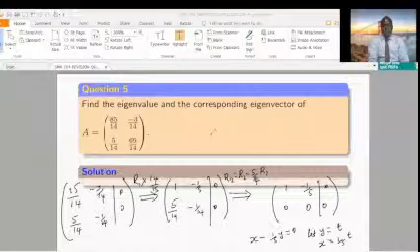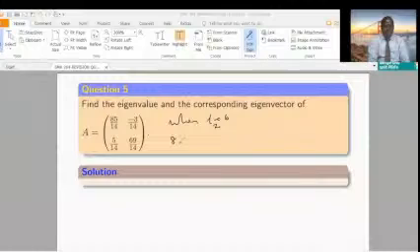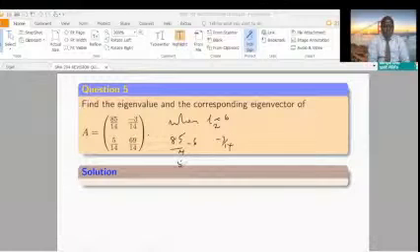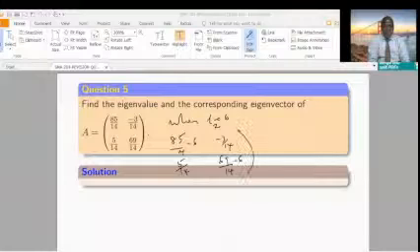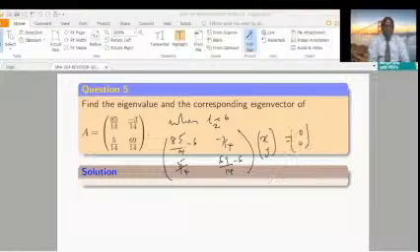So the eigenvector will be in the form, or any other multiple of, 14 minus 6, negative 3 out of 14, 5 out of 14, 69 out of 14, minus 6, multiplied by x, y, equal to 0, 0. Now let's just simplify this first part and this other part.